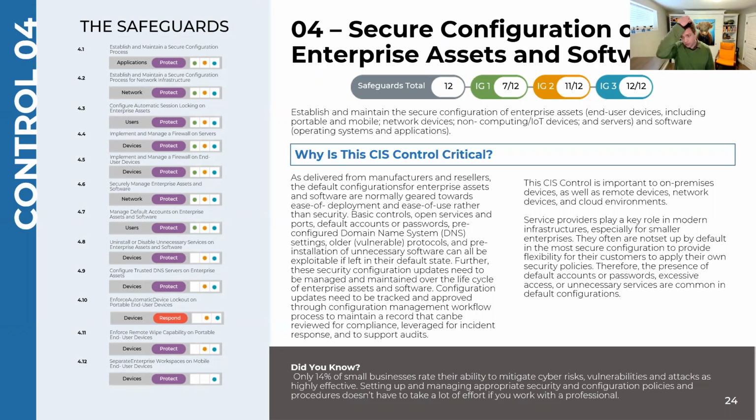So again, we see our 12 controls here, establishing and maintaining a secure configuration process. So this is actually something that we do on behalf of our clients. Every computer that goes into our clients' networks, we go through 2 phases of setup and configuration. If you're ever curious about why does it take so long to set up a computer, this is a big part of it. It then goes into talk about maintaining a secure configuration process for network infrastructure.